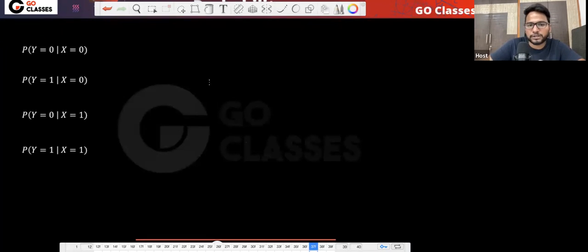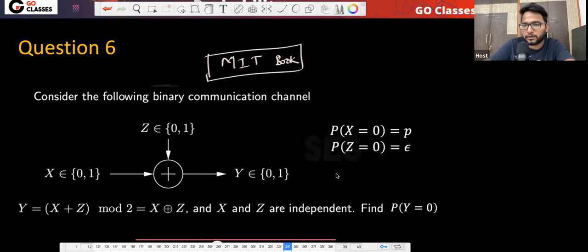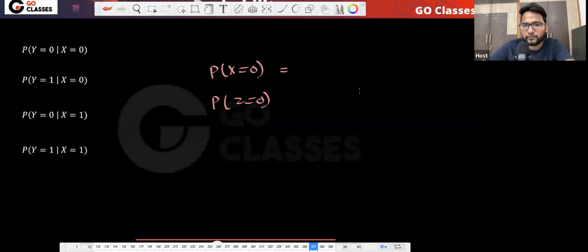The information which is given is this: probability of X equal to 0 is given to you. Probability of Z equal to 0 is given to you. This is P, and this is epsilon. And then Y is given to you, which is X or Z. Using this information, can you solve this particular question? What is the answer you are getting?